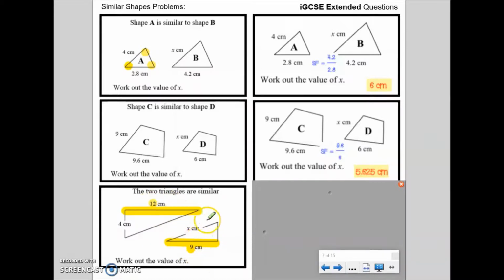But we do have a problem with this question because we know this length, which would correspond to this length. But this is not the length we want to know. The x value is on the hypotenuse here. So what I suggest we do for this question, now we know the scale factor, is we apply a bit of Pythagoras to the larger shape to work out its hypotenuse. Once we know the hypotenuse, then we will divide the hypotenuse on the larger shape by the scale factor to find our value of x.